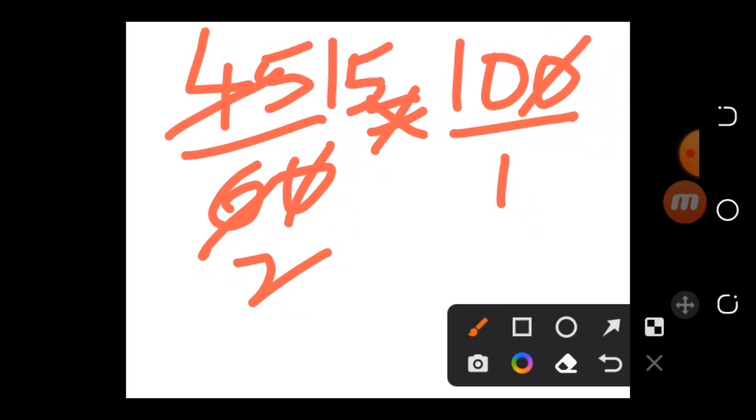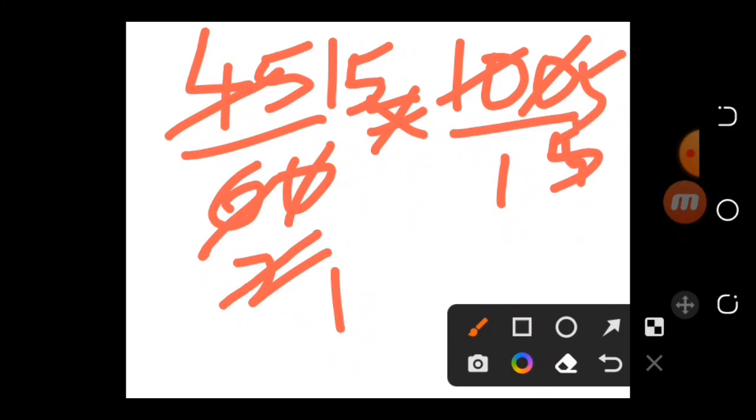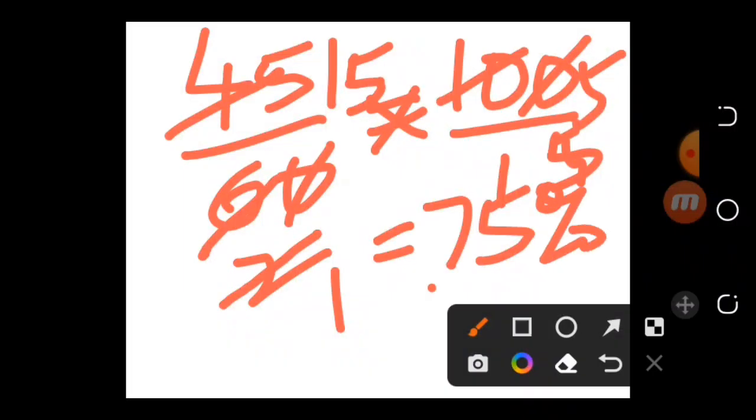I'm sure you know that. For those who are slow learners, just do your calculation, it is true. Then 2 also is a common factor between 2 and 10. 2 goes into 2 once, 2 goes into 10 five times. I have 5 here, please. So now I'm having 15 and 5 up there. 15 times 5 is 75. Remember over 1, which is the same thing. So the answer is 75%.